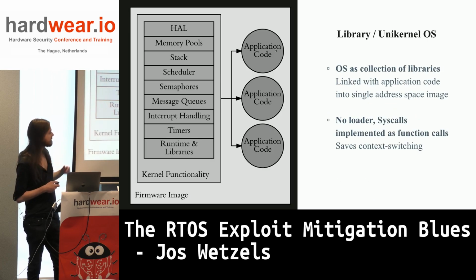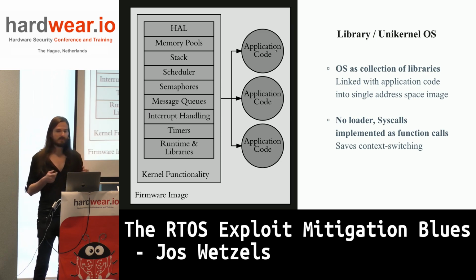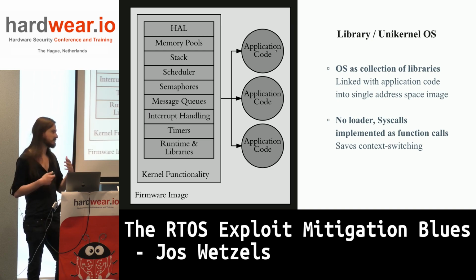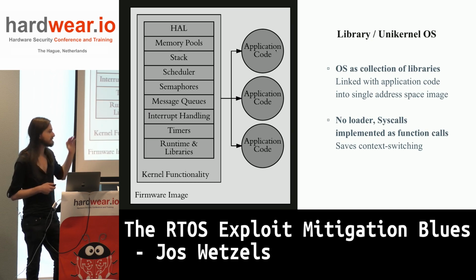Many of the tiny real-time operating systems I'm talking about today are implemented as library or so-called unikernel operating systems. So the OS is implemented as a collection of libraries, and they link them together with the application code into a single firmware image that's usually loaded into a single address space. Here there's no program loader. Usually system calls are also implemented as function calls, which saves on context switching overhead and so on.